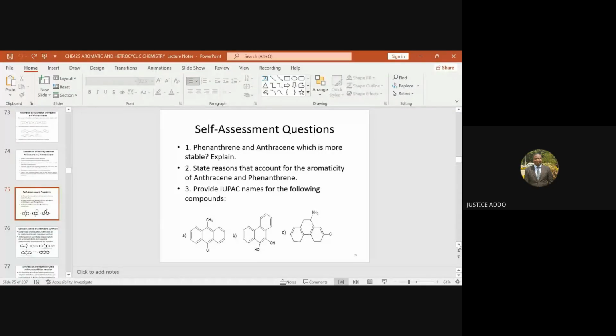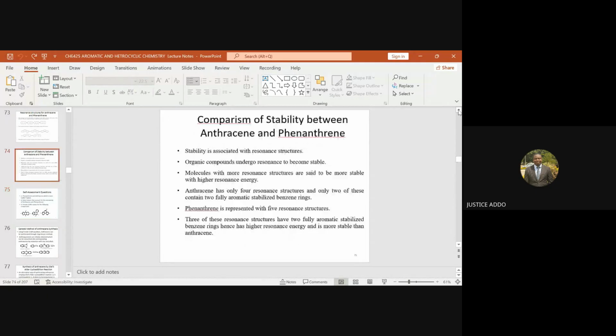Okay, Doc. Yes, so look at the first question here. Phenanthrene and anthracene, which is more stable? Explain. So the explanation is here. Stability is associated with what? Resonance structures. So first of all, you say that phenanthrene will be more stable than what? Anthracene. Then you go ahead and say that stability is associated with what? Resonance structures. Whilst phenanthrene has what? 5 resonance structures. Anthracene has what? 4. Do you understand? And there is other information captured here which you can add to your explanation.